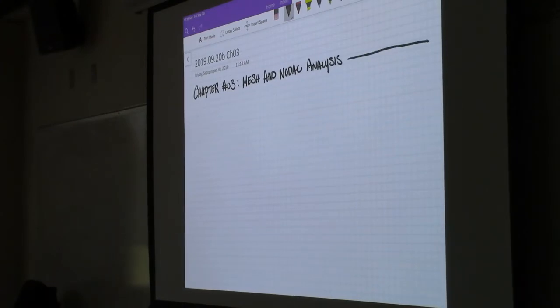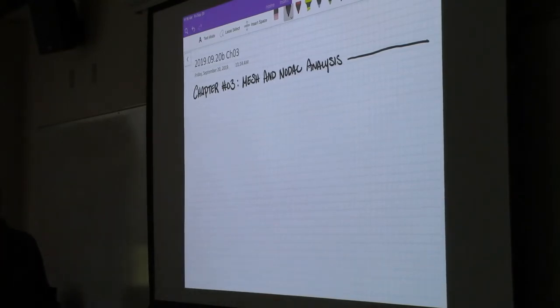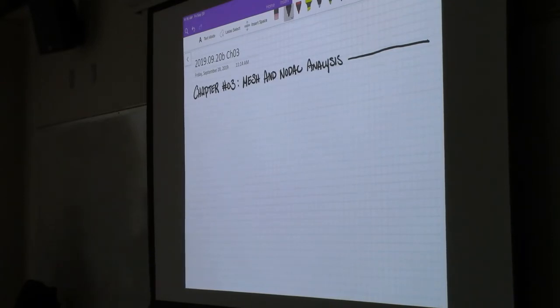All right. So, mesh and nodal analysis. This is where things become both easier and harder. And so what does that mean? It provides us a very standardized way of solving these types of problems. You're not going to have to do the same amount of combining and re-expanding and all that type of stuff.